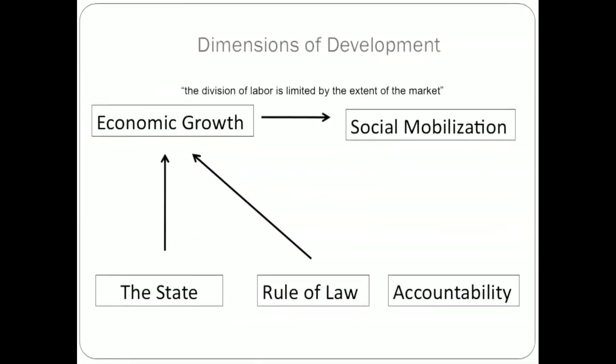But the weakness of the state, and the weakness of the state's ability to enforce the rule of law, is very detrimental to economic growth as a whole. And so I think those two arrows of causality are fairly well established. Social mobilization leading to accountability. This is the classic route.